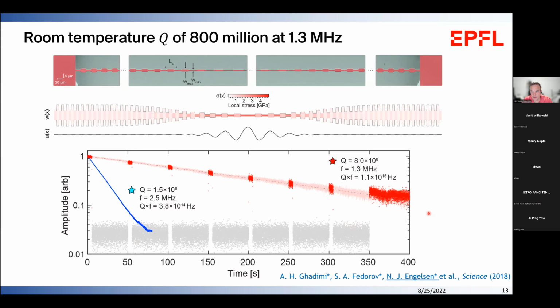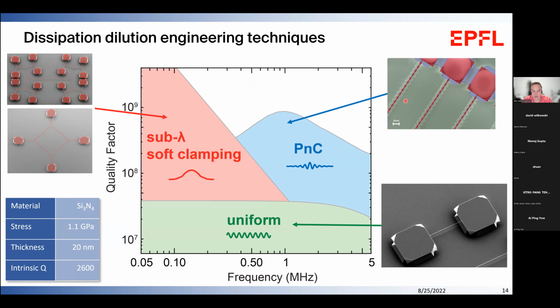Now, these structures that I just showed you are very large. The devices that had the Q of 800 million were 7 millimeters long, and we can only work with a high order mode of the structure. This has disadvantages for certain kinds of sensing applications. So recently we also developed what we call subacoustic wavelength soft clamping techniques, which are these string networks that I showed you earlier. I'll first talk about this binary tree structure, which was on the title slide.